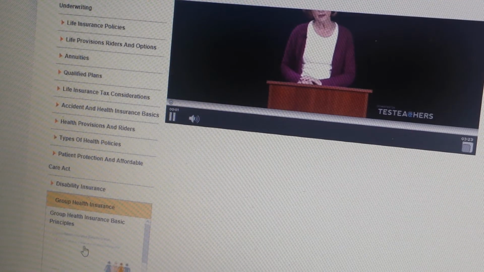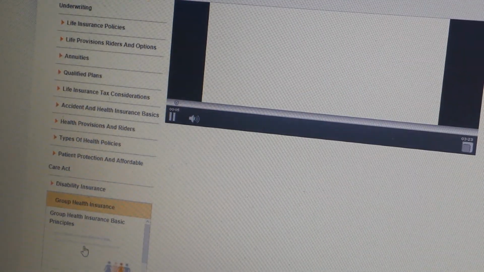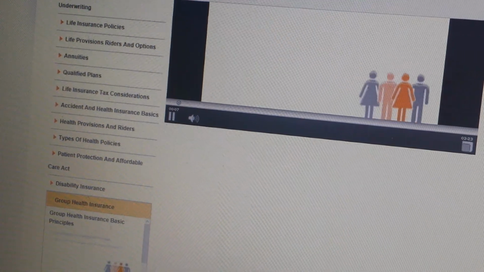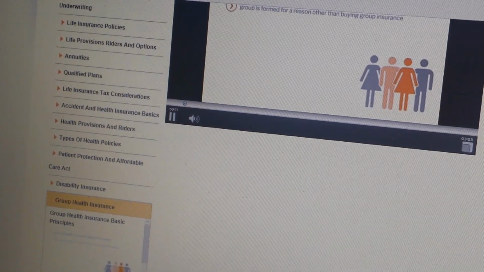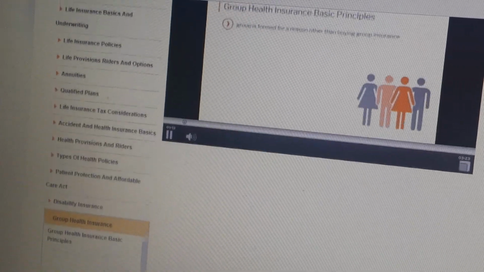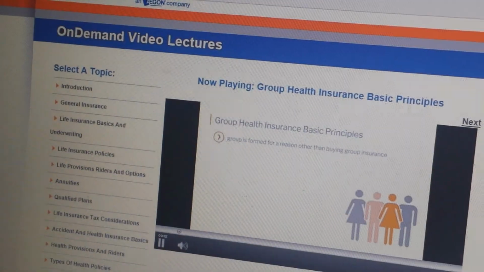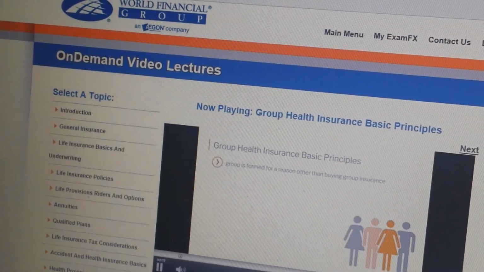Group health insurance, basic principles. First of all, if you think about group health insurance, one of the first things you have to remember is you cannot get a group of people together just because you want to take out insurance. Say, hey, we're a group, now we're going to get group insurance. Can't do it. It's against the law.